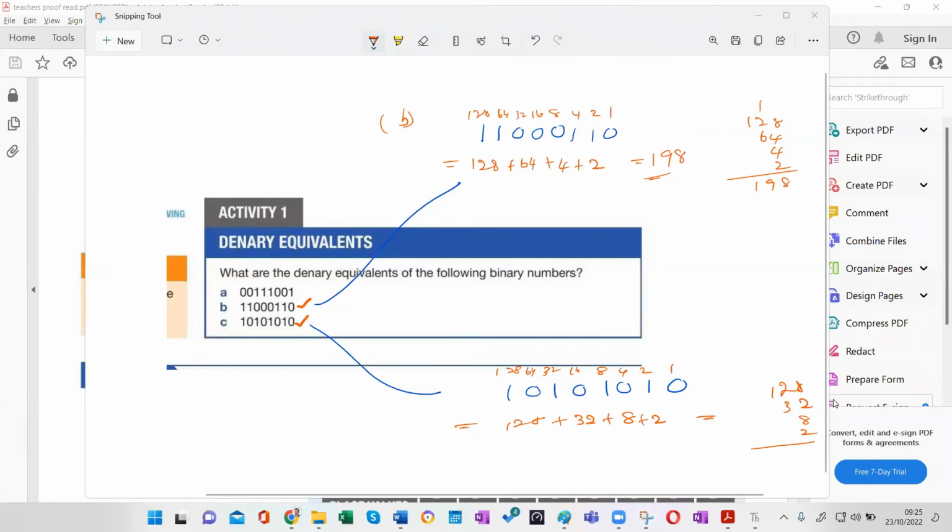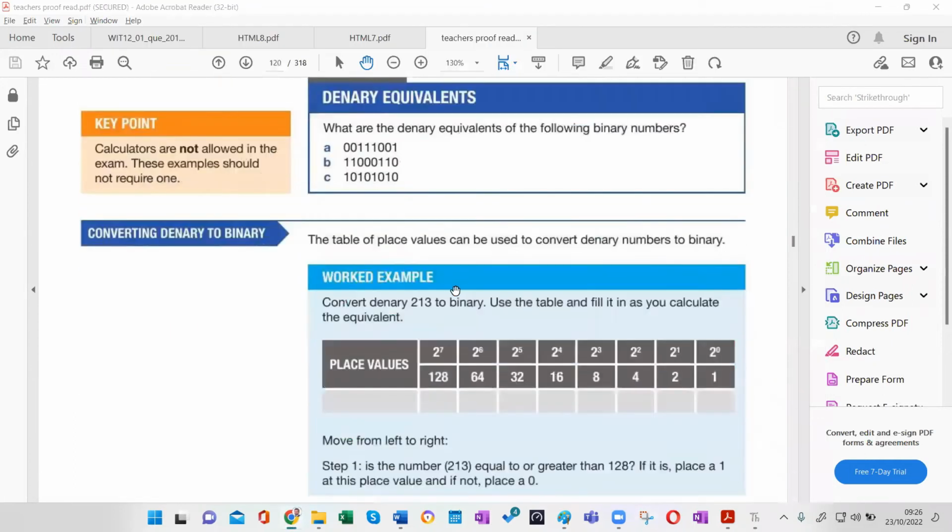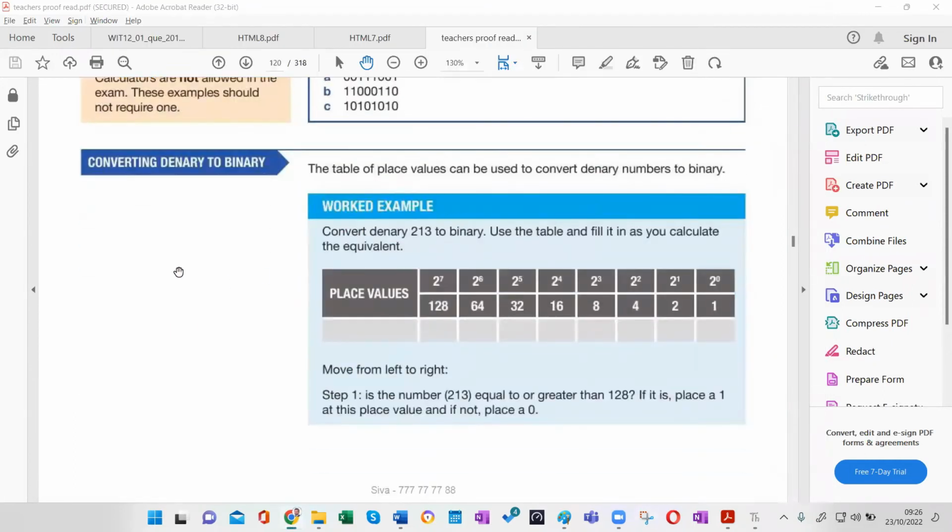Okay, 170? Is that correct? Did you get 170? Yes, sir. Okay, great. So hope you understood that. That's how you convert binary to denary. Any questions? No questions?